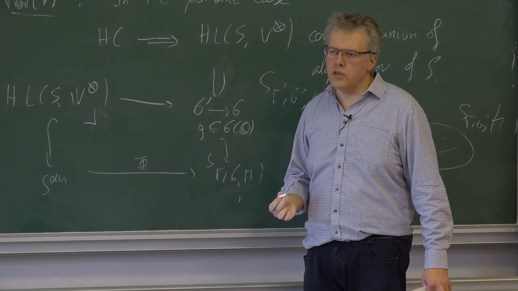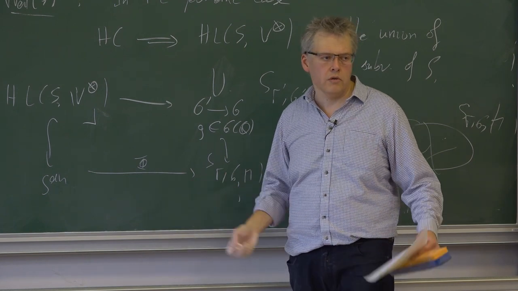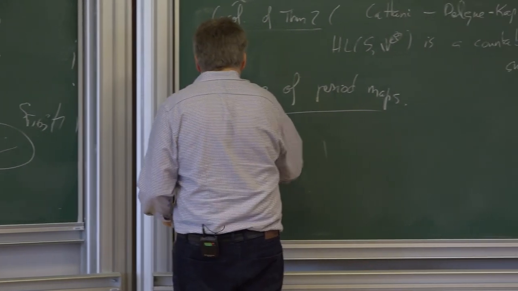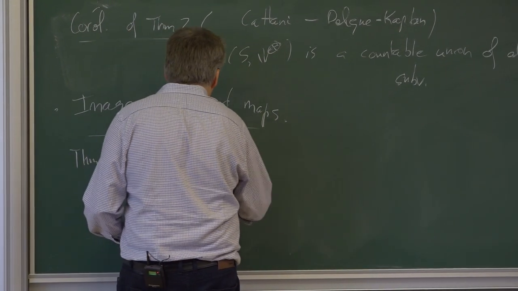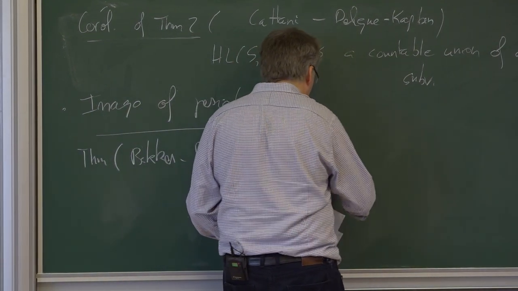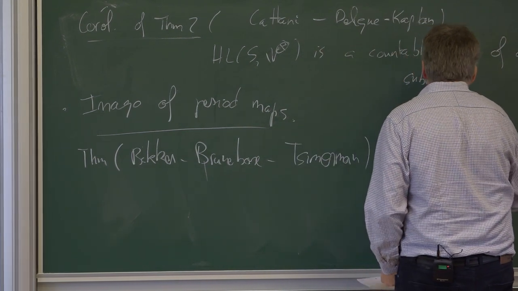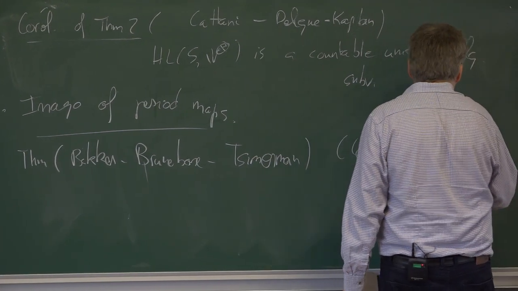And this is non-trivial. In fact, this is not so difficult if the image is normal. But a priori, there is no reason why it should be. And you get this theorem of Bakker, Brunebarbe, Klingler and Tsimerman, which was a long-standing conjecture of Griffiths.